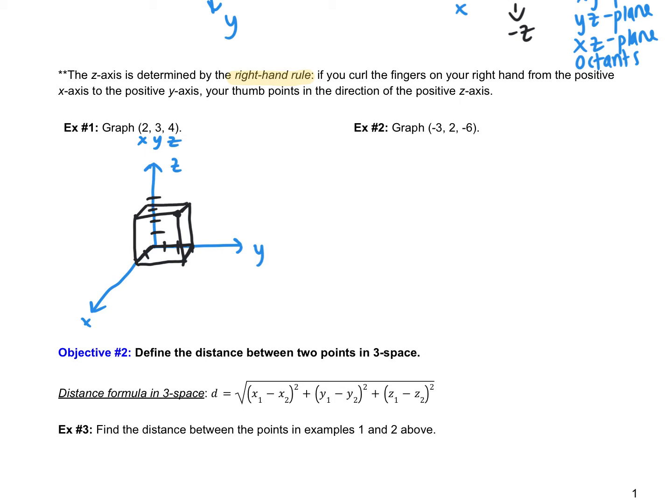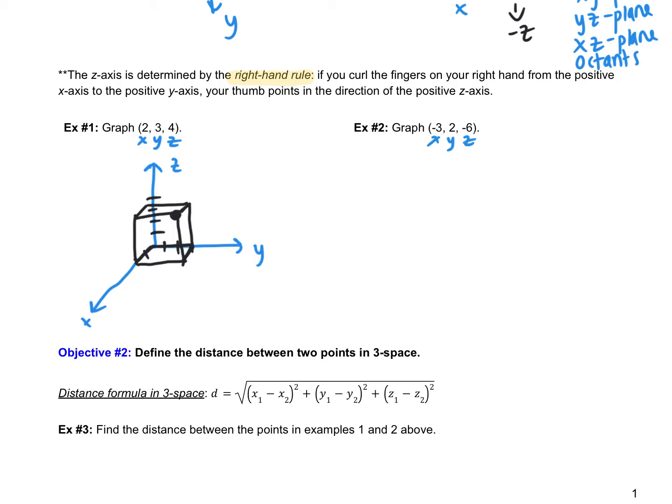And so hopefully that makes it a little more clear where that point is. So it came out 2, over 3, up 4. So that's the first point that we're going to graph. Now we're going to graph that point in example 2, where we're going to look at some negatives. Our x this time is negative, our y is positive, and then our z is negative.